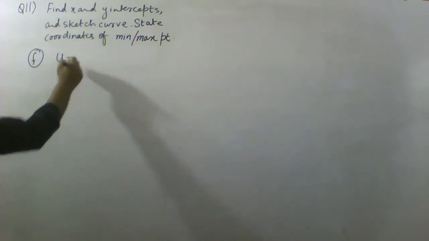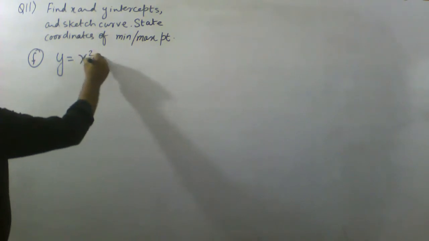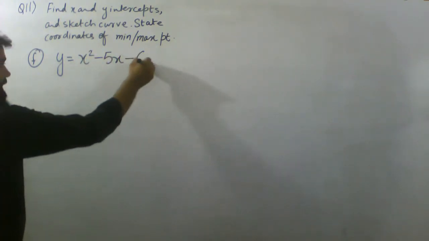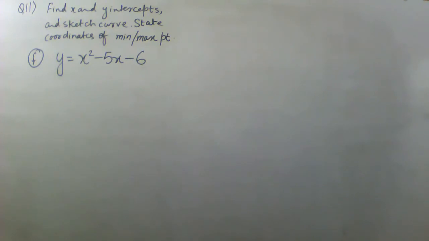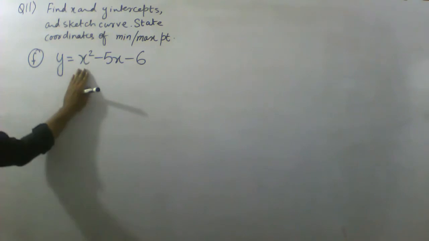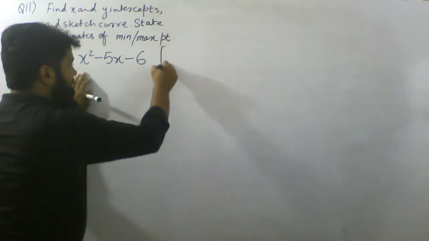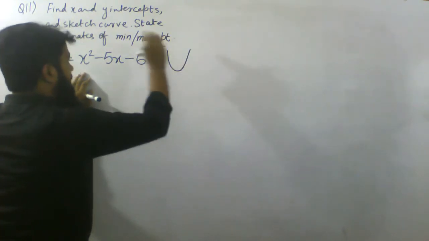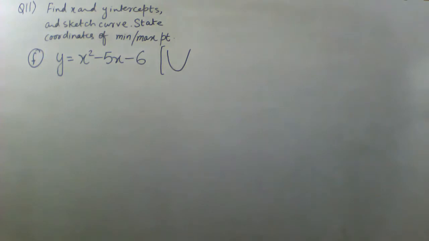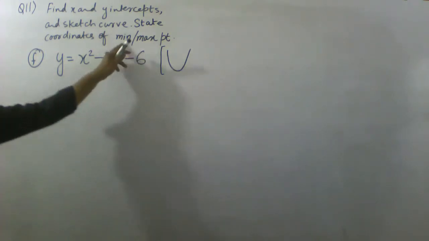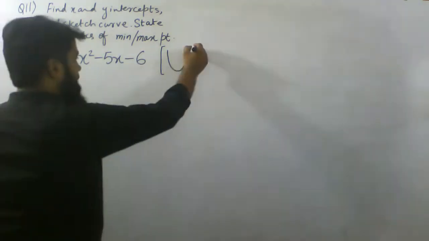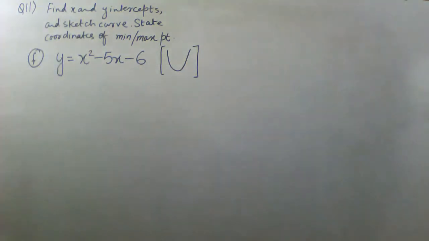It is given y equals x square minus 5x minus 6. Okay, this is given to us. First thing, I will see the sign of x square, that is positive. It means I will have this kind of curve in which I will have a minimum turning point, because x square is coming positive.